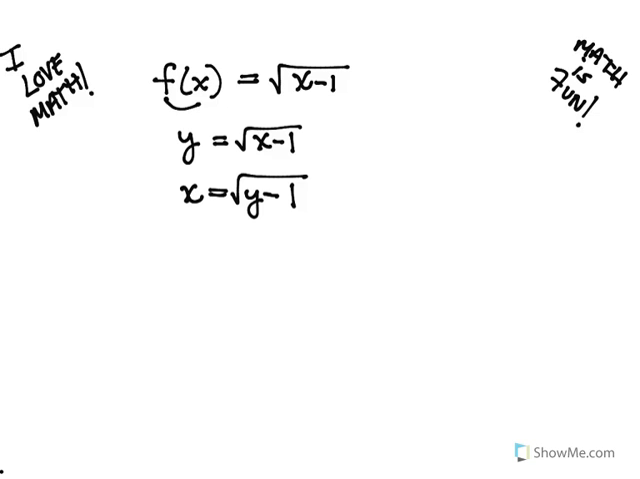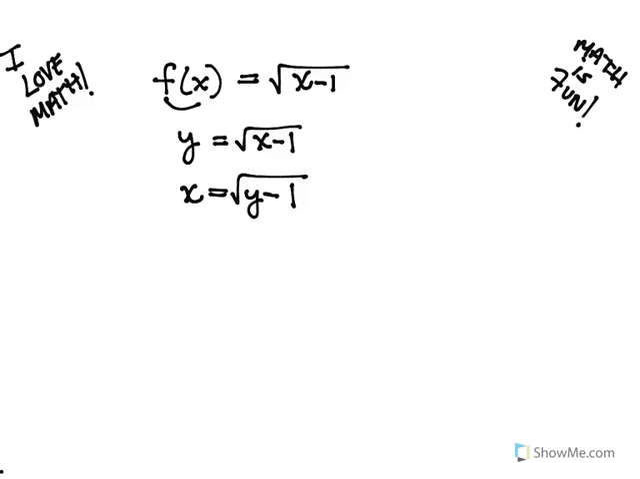Once you have swapped the x and y, your next step is just to solve for the y. Basically, you're just trying to identify what the inverse function is. And function notation always has the y equals form. So you're just trying to put it back in the y equals form, and when you get it in the y equals form, it'll be the inverse of the given function. So we have x equals the square root of y minus 1.